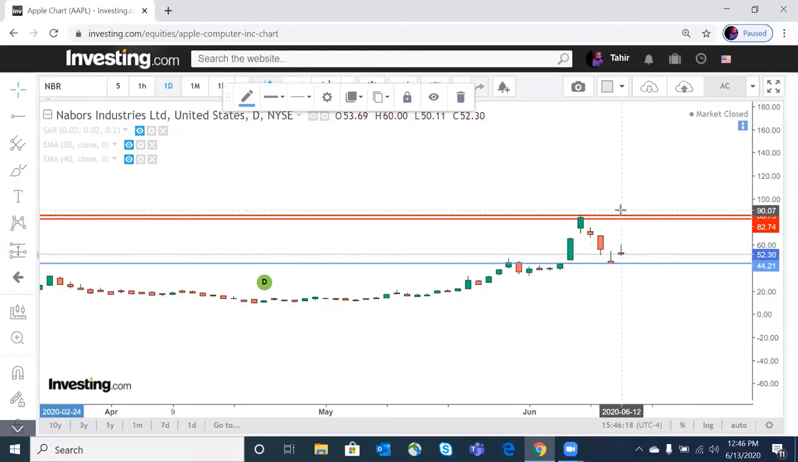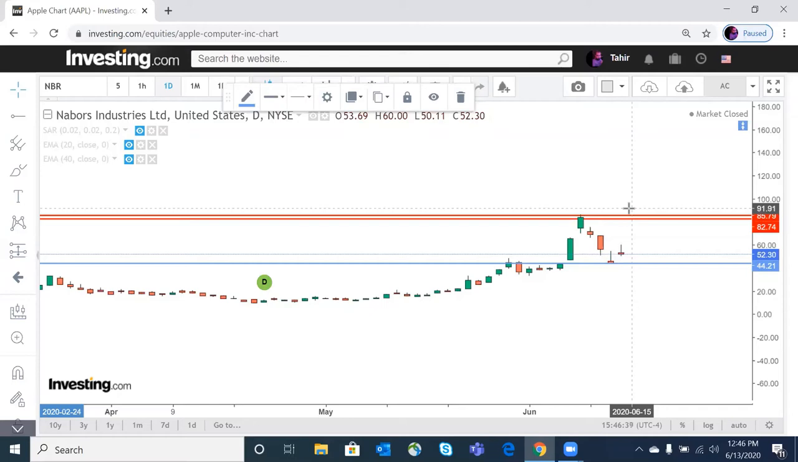It's not like it crossed this level here, made a candle here, and you enter this trade and it starts going down. Then you say, oh, it crossed the resistance, so why did it fall back? After resistance, you need to have a confirmation, at least one day confirmation, one green candle confirmation. Only then you enter the trade. Otherwise, it can be a false breakout, as it happened in the case of Air Canada.